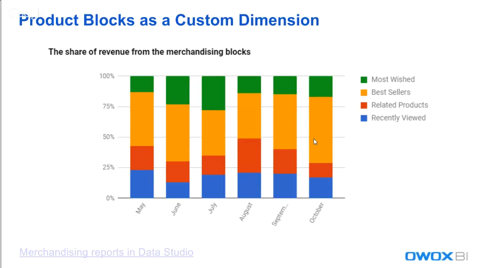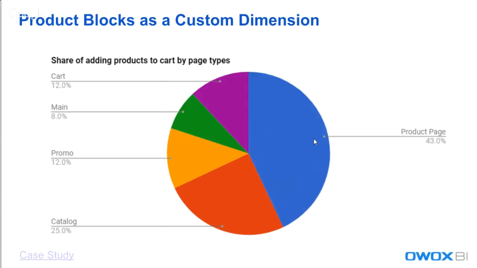Moving forward, another graph is the share of adding products to cart by page type. This report will help you answer from what pages customers usually add products to their carts.